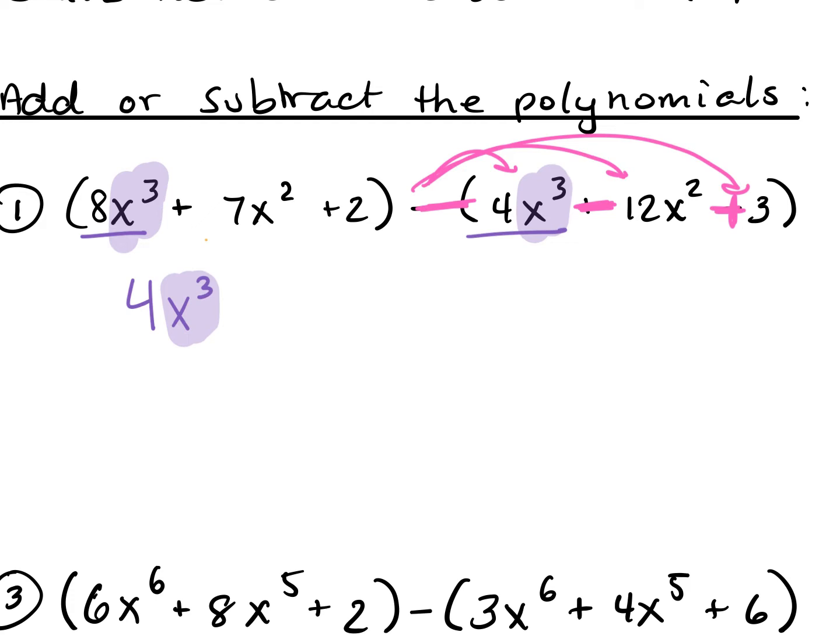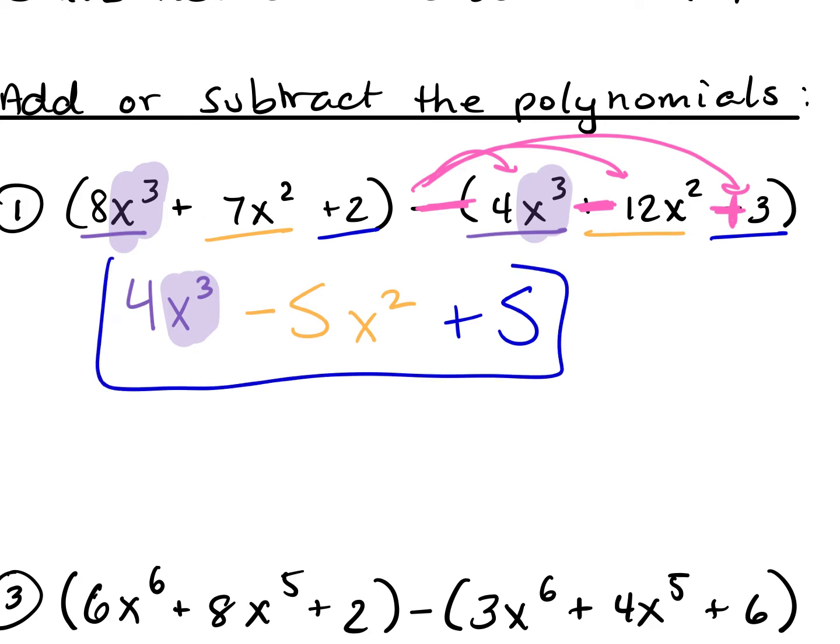Next, I can move on to the x squareds. So what's 7x squared minus 12x squared? Negative 5x squared. Perfect. We just do 7 minus 12, which is negative 5, and the x squared part stays the same. And then lastly, 2 plus 3 is 5. So this is our answer. And then we always want to leave our answer in standard form, so start with the highest degree and then work your way down from there. So we start with x cubed, then x squared, and then just our constant would come next.